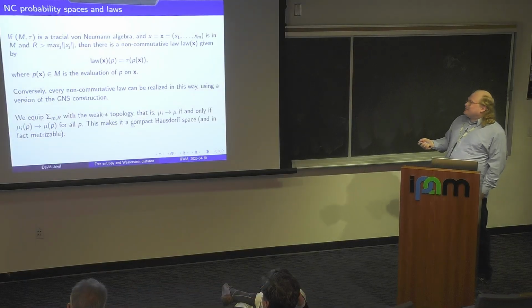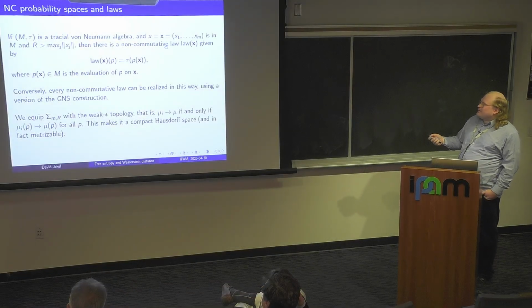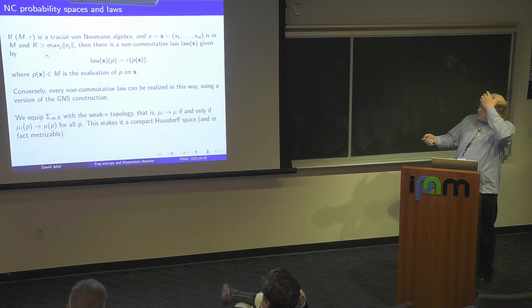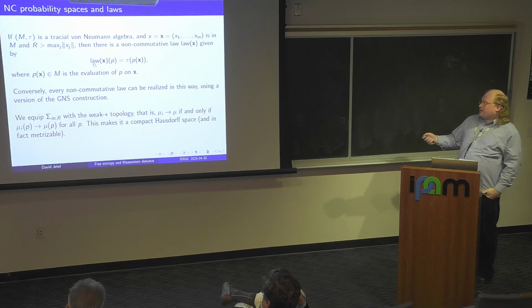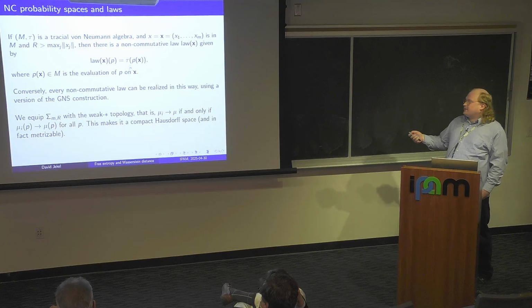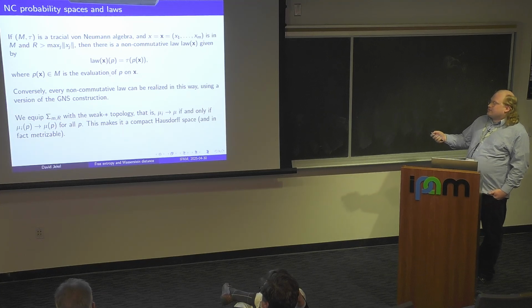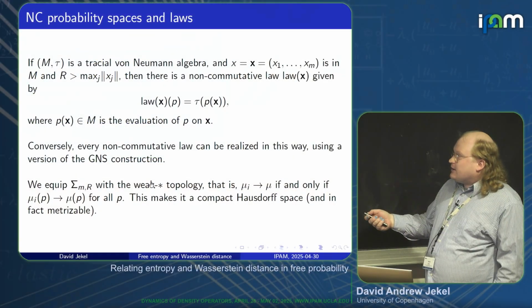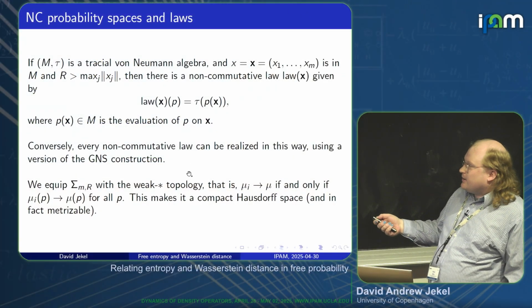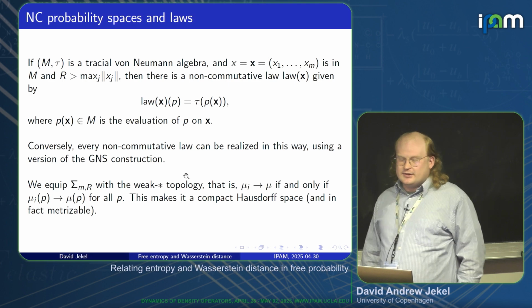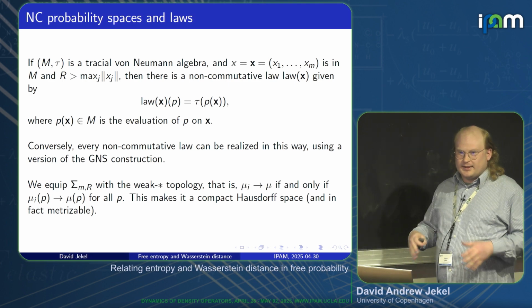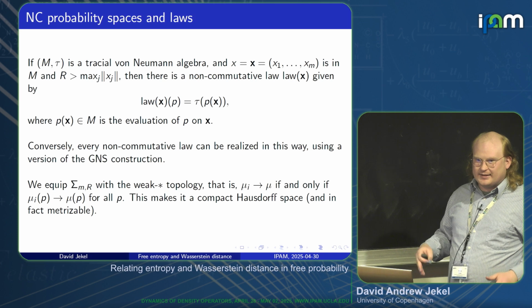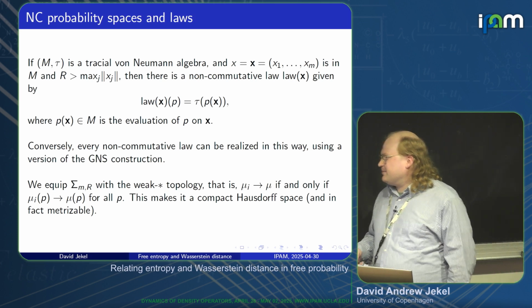So for each tuple of variables in a von Neumann algebra, if the operator norms are bounded by R, then there's an associated non-commutative law. The law is the thing you apply to a polynomial by evaluating that polynomial on X and taking the trace in the von Neumann algebra. It turns out that every non-commutative law actually arises in this way. This is basically the GNS construction, but it's a little bit more work because the polynomial algebra isn't a C-star algebra, so you have to think a little bit.